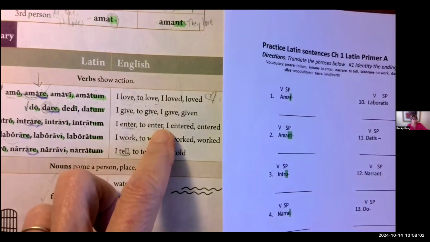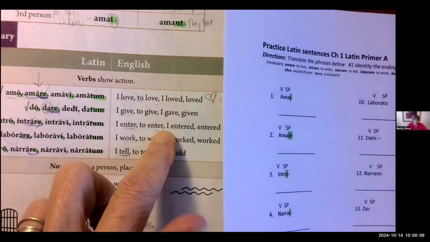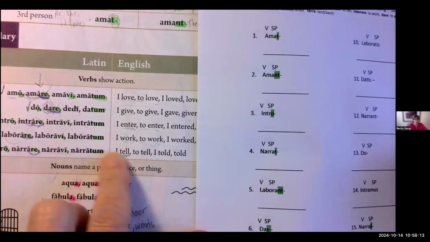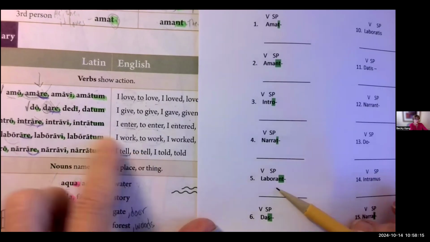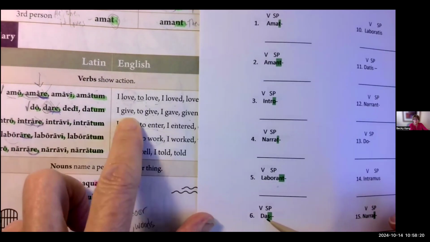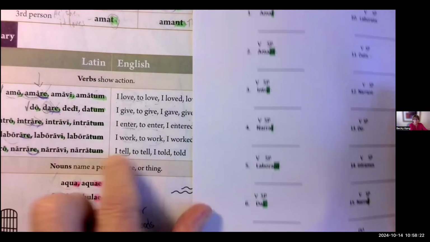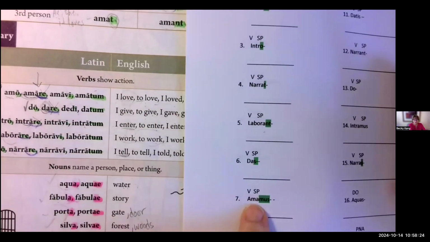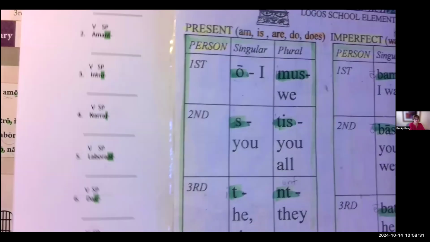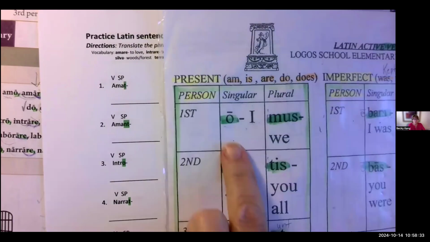Then we have narra, which means tell, labora, which means work, and da, which means give. Those are the 5 verbs that we're going to be translating. And the endings are from this sheet. So when you see O on the end, it means I.